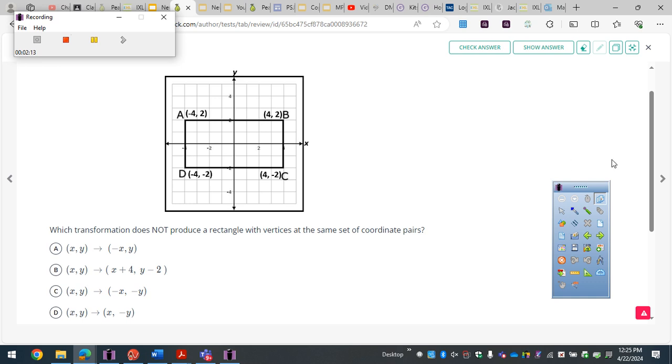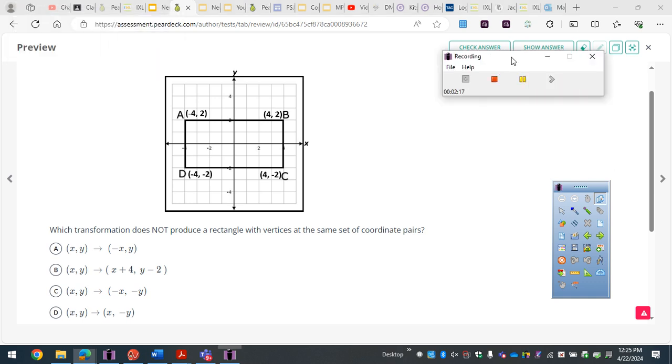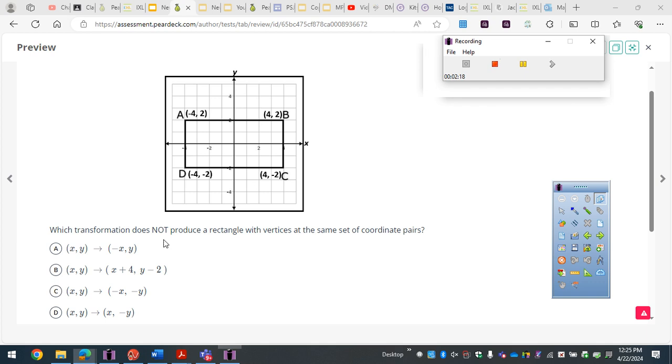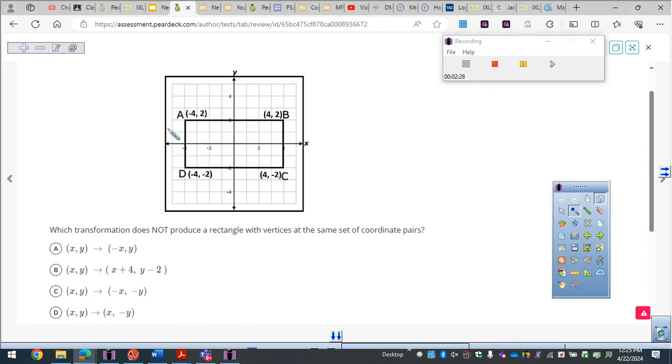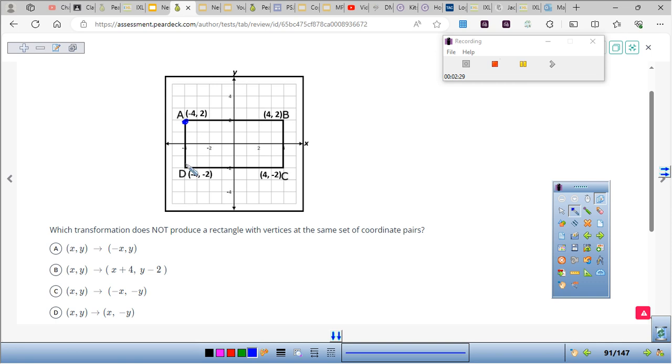This is an easy but hard question. It's easy if you can understand what's going on here. Basically, this transformation does not produce a rectangle with the vertices of the same coordinates. So I want to just draw over it. This is a coordinate. This is a coordinate. This is a coordinate. Those are your vertices, right? And if I have a rectangle on top of it and I do several things, it doesn't wind up in the same spot.